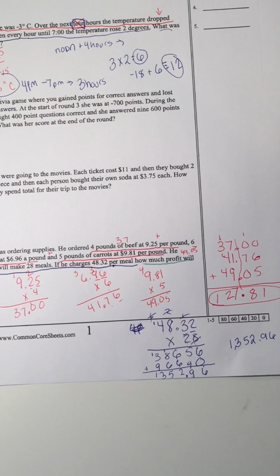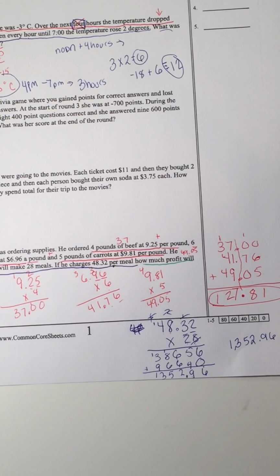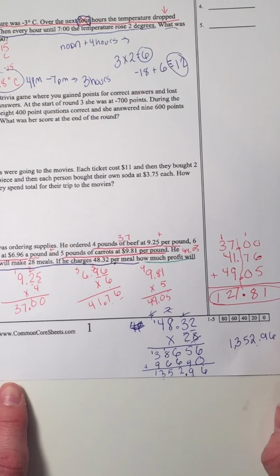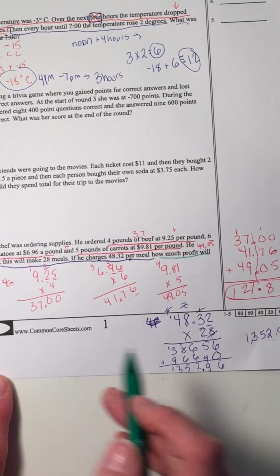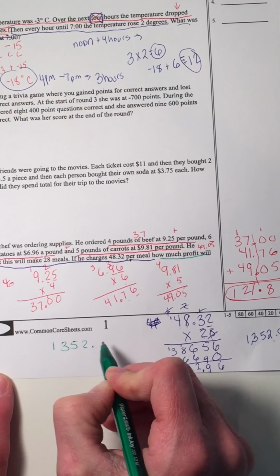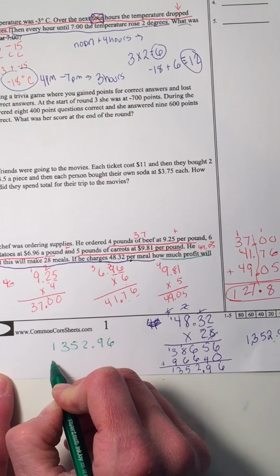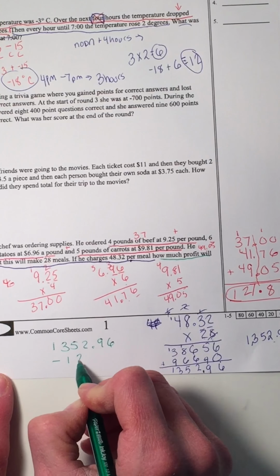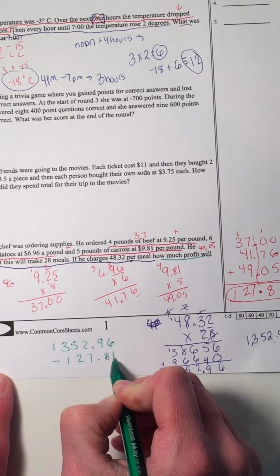Profit is how much he actually earns. So this is how much money he brought into his restaurant, but he already spent that much money. So now we have to subtract how much money he spent from how much money he brought in order to find his profit. So let's do that. So we'll take the $1,352.96, and from that we'll subtract $127.81.